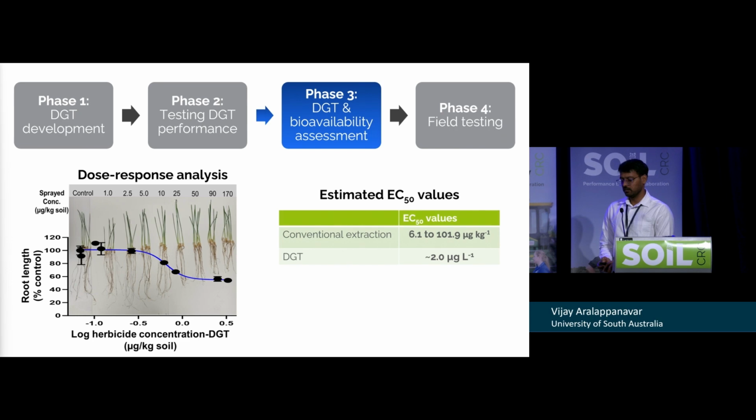Interestingly, we saw that when we use conventional extraction techniques, the EC50 value, the concentration at which 50% of the root elongation got affected, varied significantly, especially in calcarosol. The value we got was 6 microgram per kilogram, while in vertosol we got 102 microgram per kilogram. It's a 17 times difference. However, when we use our DGT technique to measure the bioavailable concentration, in all the 6 soils, we got a value very close to 2 microgram per liter. Microgram per liter is the unit of DGT concentration.